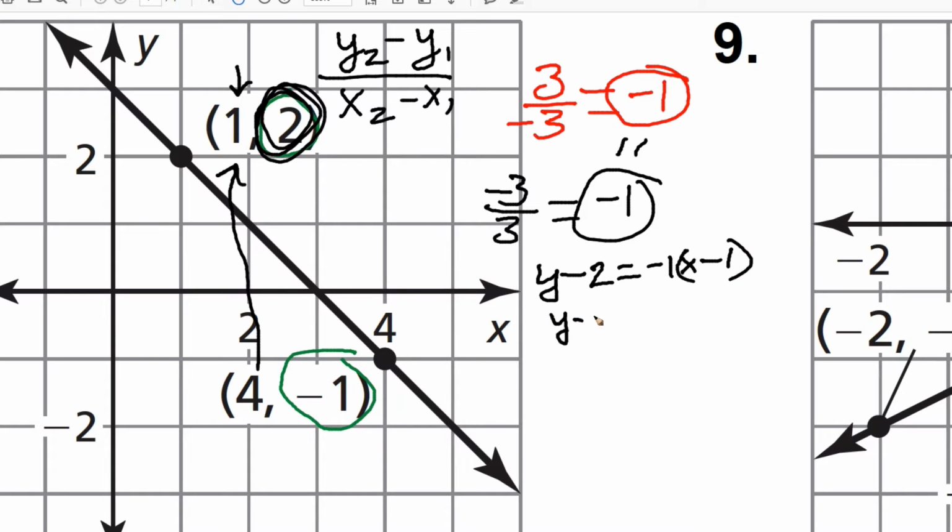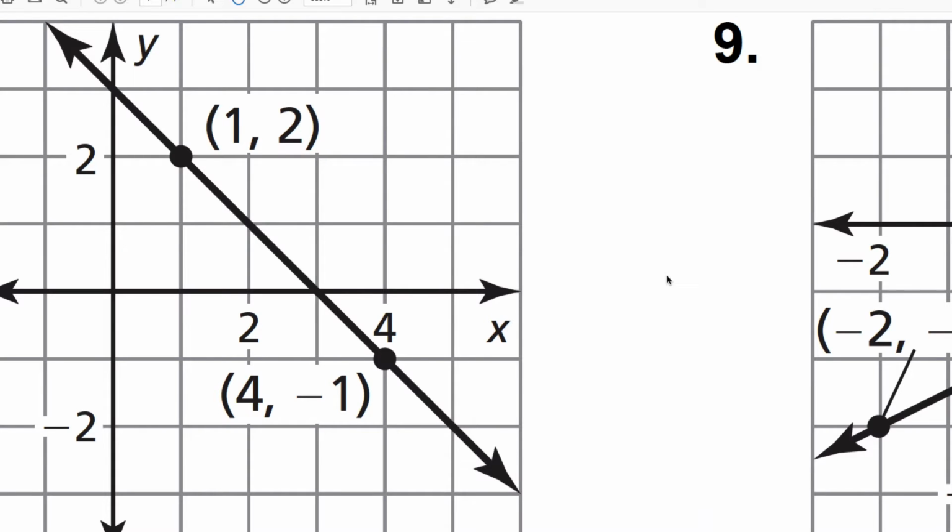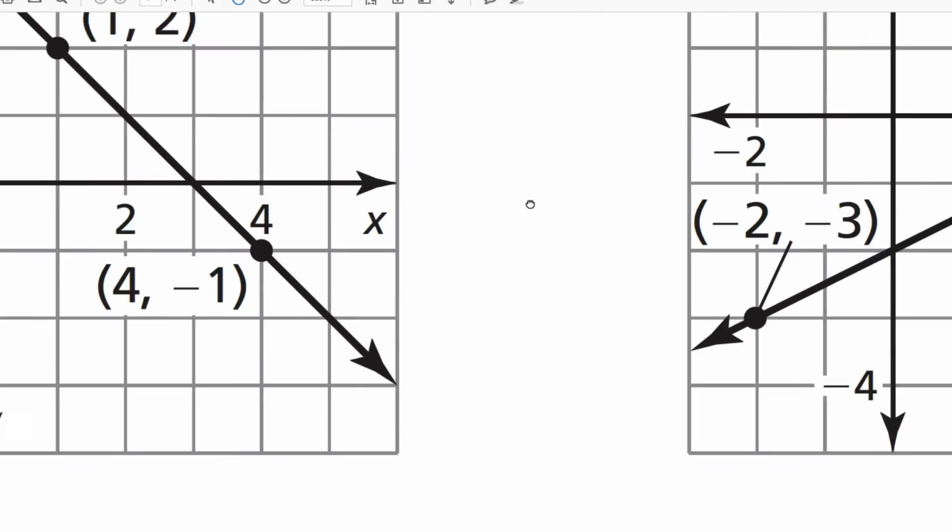Let's simplify. Y minus 2 equals negative 1x plus 1, because we have a negative times a negative, and that equals a positive. So now I'm going to add 2 to each side, giving us just y equals negative 1x, and you don't have to put the 1, but you can. And then 2 plus 1 is 3. So there's how you do the graph. You just have to find the slope. So that was number 8.